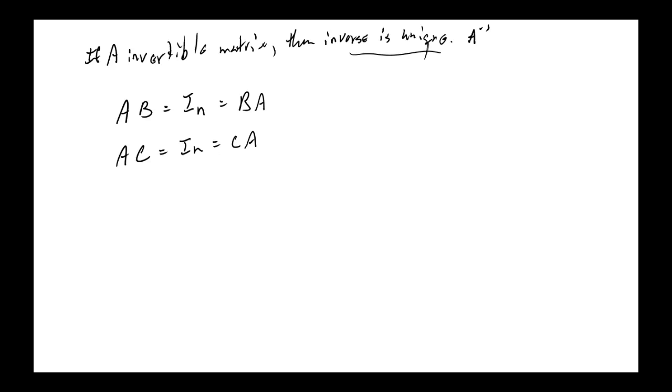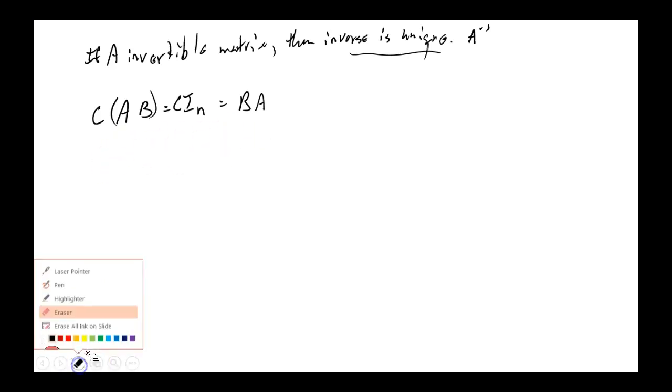Well, what if we multiplied this by this other matrix C? Okay? Then this would be C times I, right? Now, if you rearrange that, would it be AB second? AB? Okay, what about AB? No, don't worry about it.